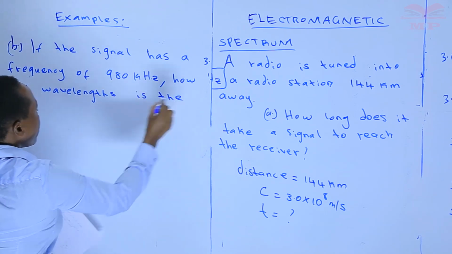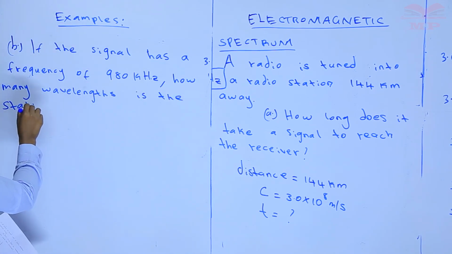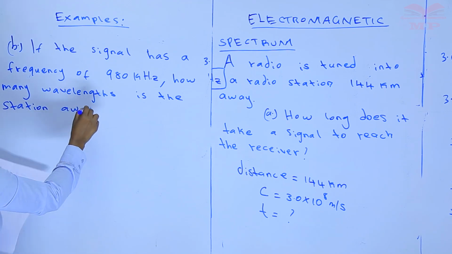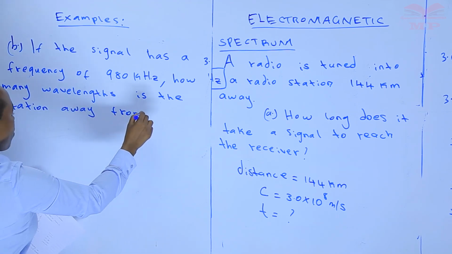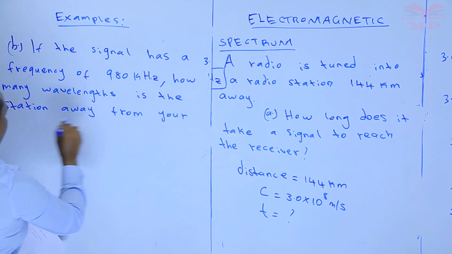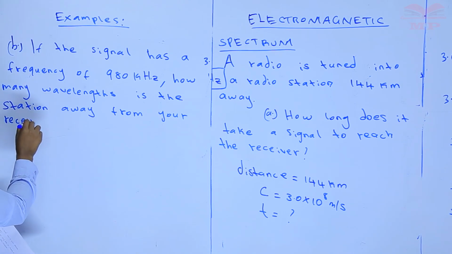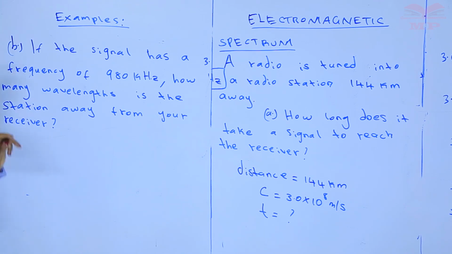Is the station away from your receiver? So in part B, we are told that if the signal has a frequency of 980 kilohertz, how many wavelengths is the station away from the receiver?